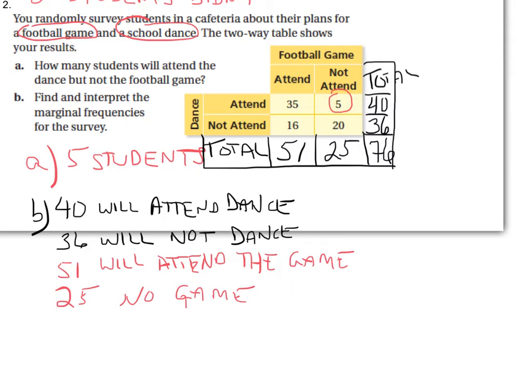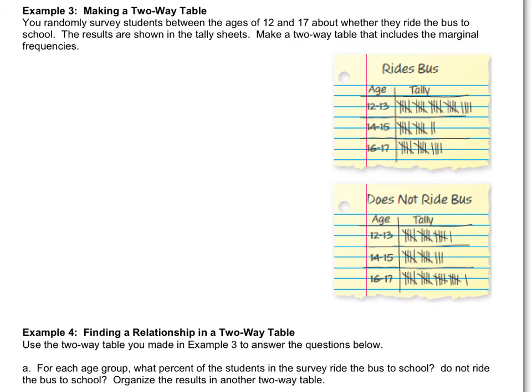Okay, so joint frequencies are the individual numbers about each of the items. The marginal frequencies are the totals that go across and go down. So next we want to talk about making our own table. So here's what we're going to do next.